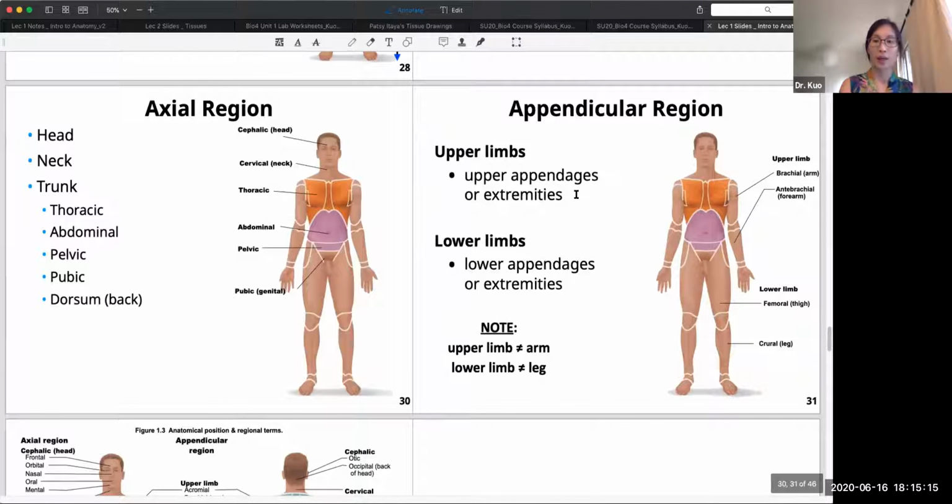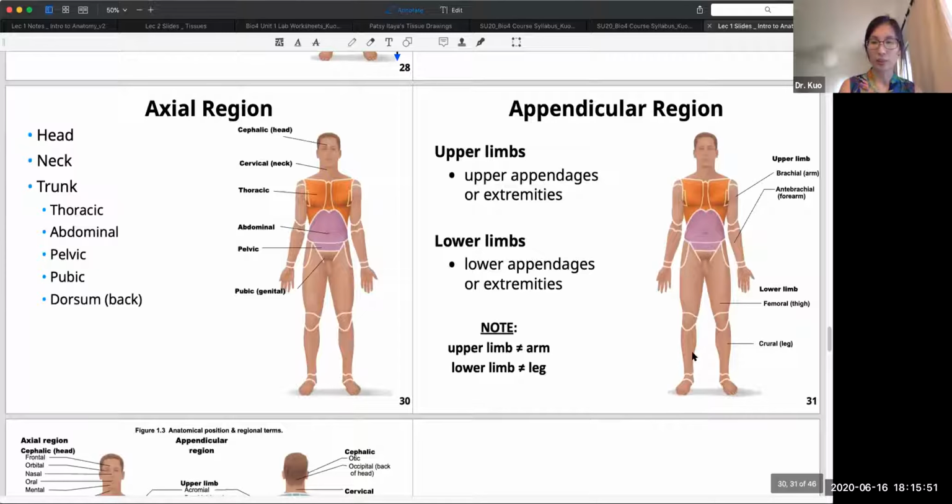The appendicular region is the upper limbs and lower limbs. Upper limbs, also known as upper appendages or upper extremity, similarly with lower limbs. It's important to know that in anatomy, upper limb is not synonymous with arm. When we say arm in anatomy, we're really meaning the brachial region, which is the region between your elbow and your shoulder. It does not refer to the forearm or antebrachium. Upper limb is the whole thing, but arm is only this region.